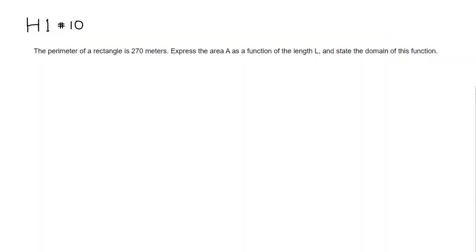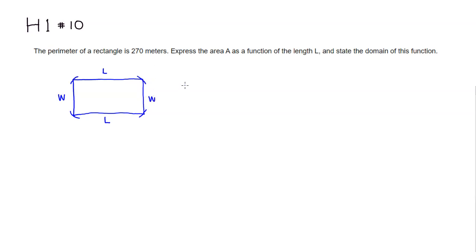First we need to draw a rectangle. So we're going to draw just a random rectangle, like that. Then the length is L, so I'm going to put L here. So this is going to be L. Of course, this is a rectangle, so this is going to be L as well. And then I'm going to put W for its width, so I'm going to put W here. And of course, this is going to be W there.